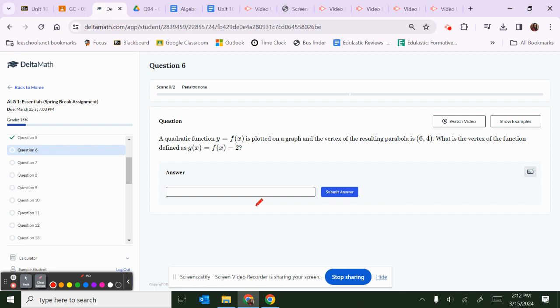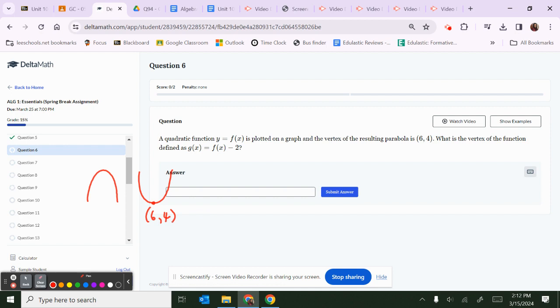So what we're saying is that there is some parabola. A parabola is either a U or an N shape, all right? And I'm saying that the vertex is positive 6 and 4. So again, guys, that is what I'm saying. The vertex is positive 6 and 4, all right?